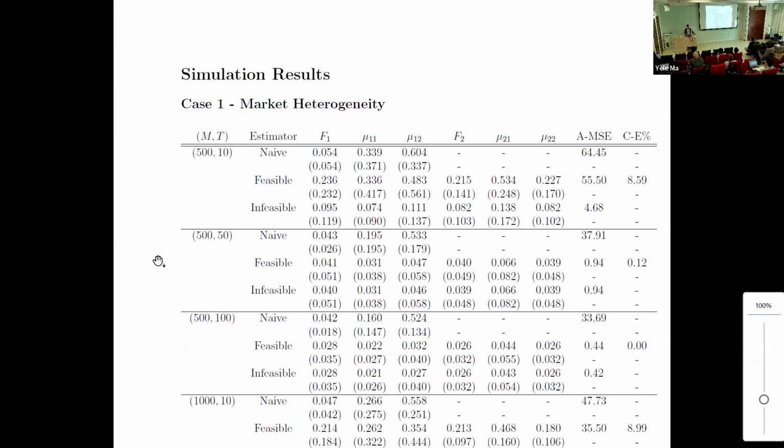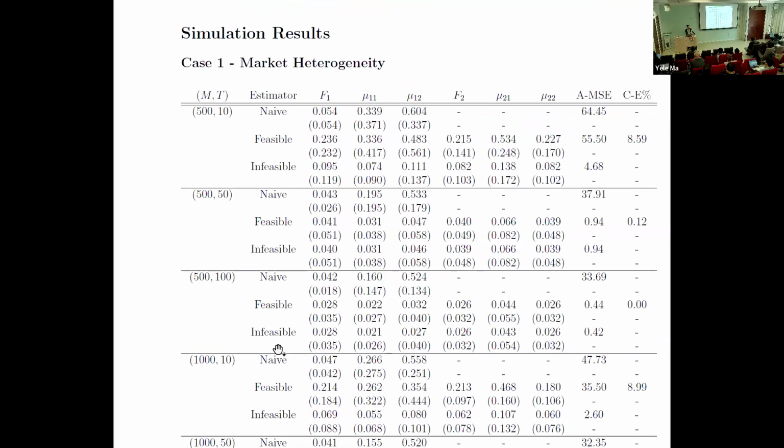So this is when we have market type heterogeneity through theta only. So theta 1 and theta 2, and I use the symmetric equilibrium to produce this. So I think you should only look at the last 2 columns. The last column, CE percentage, that's the classification error rate.